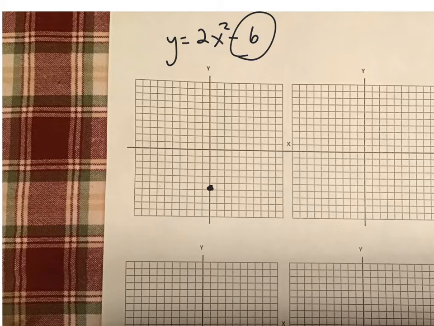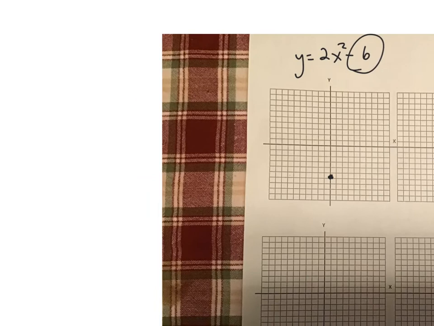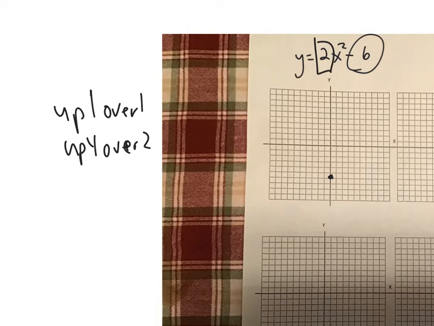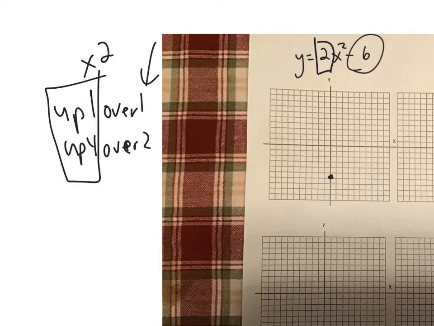Now, what we've been doing is we've been saying that our pattern is up 1 over 1 and up 4 over 2, right? But now because of this 2, I have to multiply these up numbers times 2. These will never change. No changey. Okay? They will never change. These vertical numbers will change. So instead of going up 1, I'm going to go up 2. I doubled it. It makes it steeper. Okay, that's all that's happening.